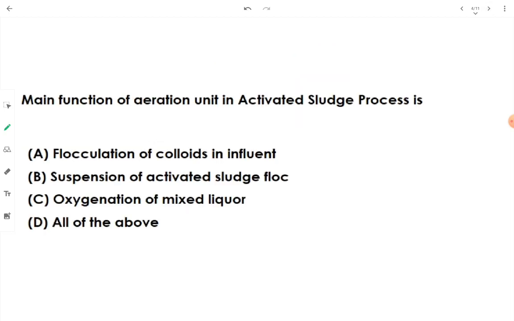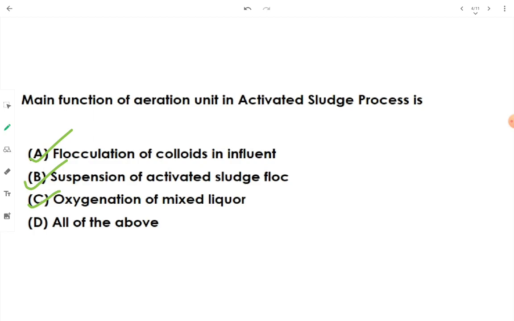Okay, the main function of the aeration unit in activated sludge process is to: it causes flocculation of colloids in influent. Correct. It keeps the activated sludge floc in suspension. Alright, yes, obviously, when we are talking about aeration, the main function of aeration will be to provide oxygen. That's why it will be oxygenation of mixed liquor. Okay, simply the function of aeration unit is to cause mixing, to cause agitation, and to cause oxygen diffusion in the what? Influent or wastewater, which is coming to the activated sludge process unit.